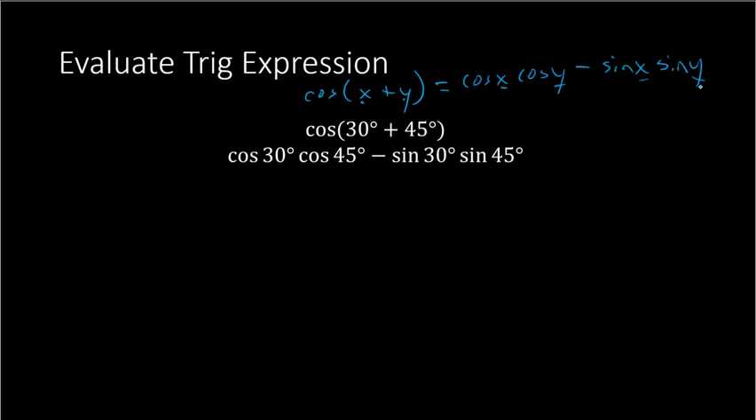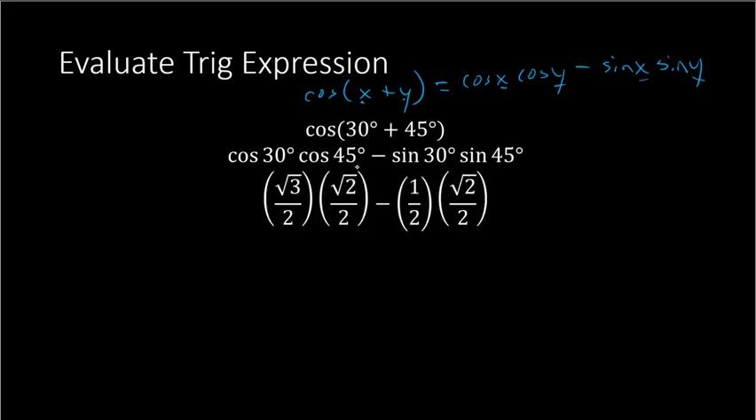So we're assuming you have these values memorized from the unit circle. Cosine of 30 degrees would be the square root of 3 over 2. Cosine of 45 degrees is the square root of 2 over 2. Sine of 30 degrees is 1/2, and sine of 45 degrees is the square root of 2 over 2. So then from here, we can simplify.